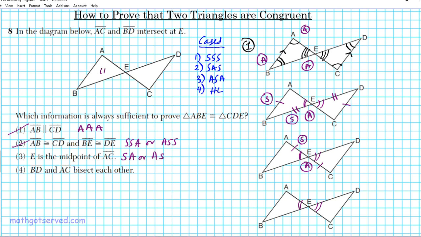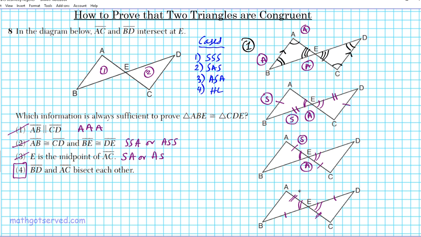Are these congruent to prove that these two triangles are congruent? Look at the list. The answer is no. So our correct answer should be option 4 by elimination. But let's prove it, okay? Option 4 says that BD and AC bisect each other, so that tells us that BE is going to be congruent to ED, and AE will be congruent to EC.